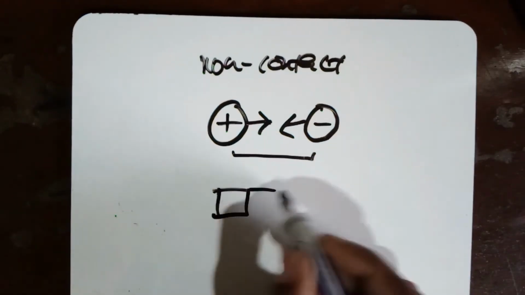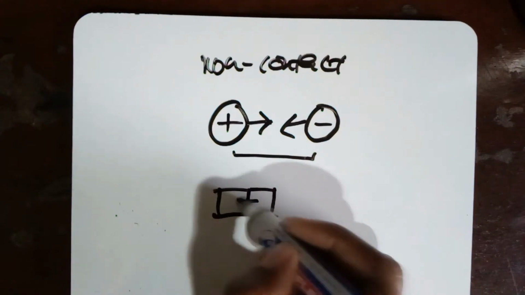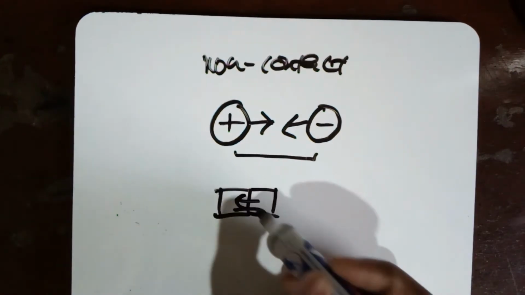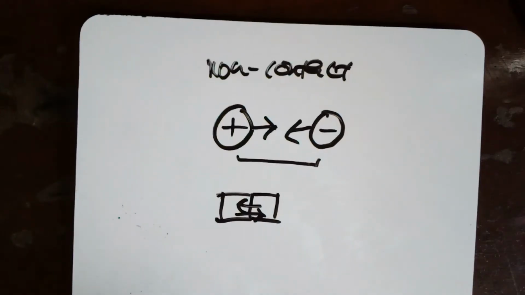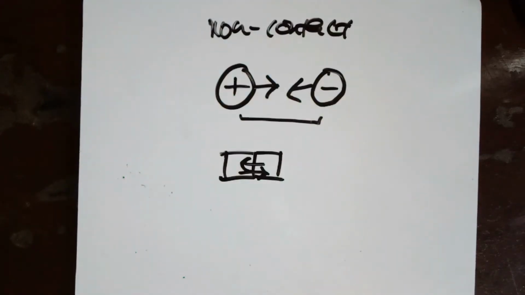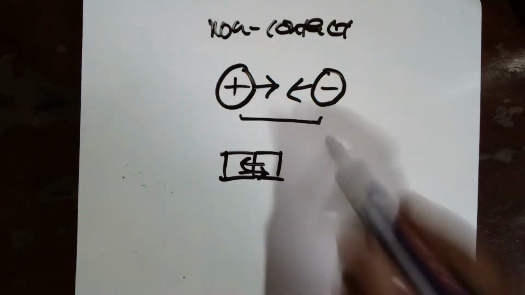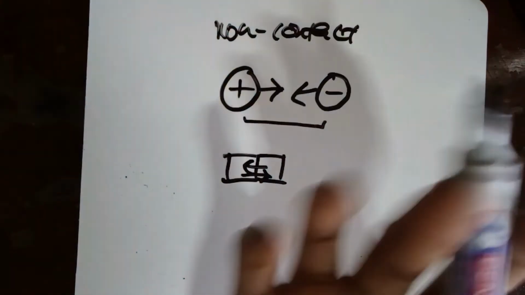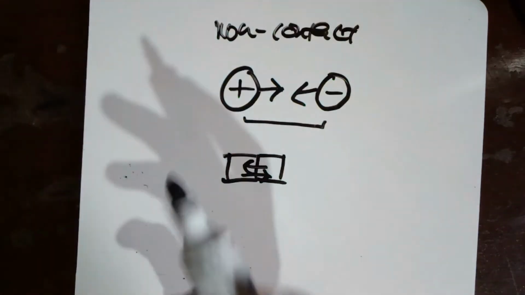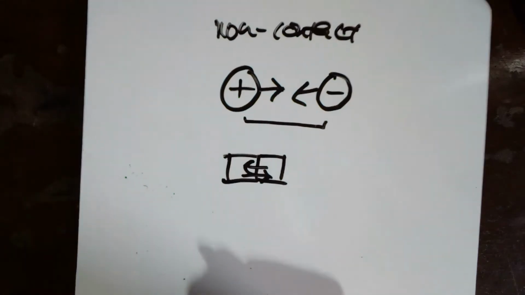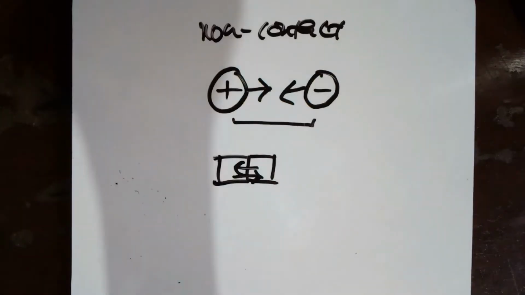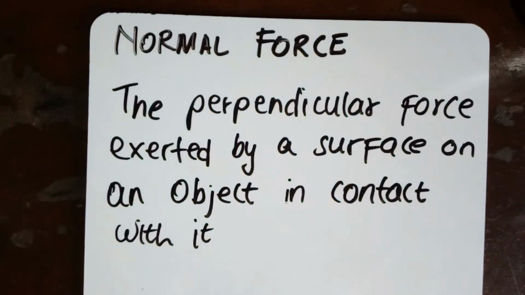And then contact forces: the two objects in question should touch, and this one will exert a force on this one, and this one will also exert a force on the other one. Examples of contact forces include applied force, tension, friction, and normal force, which are the forces that we're going to talk about today. Okay, so let our discussion start with normal force.